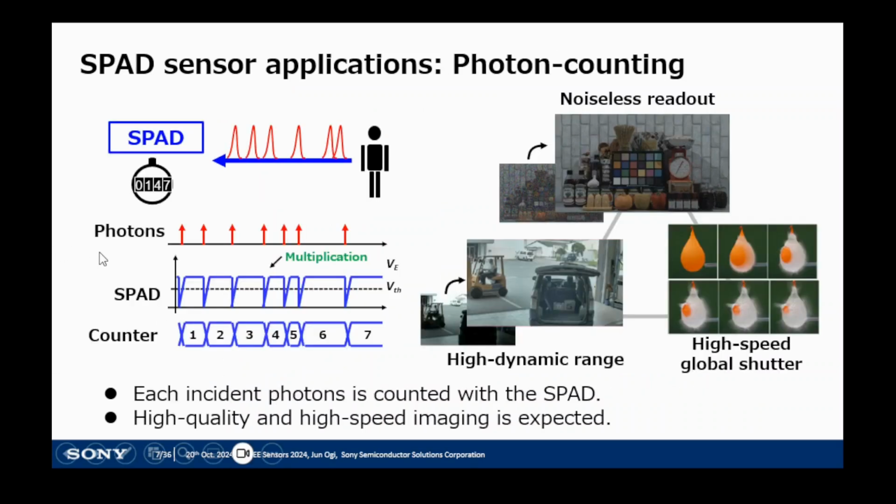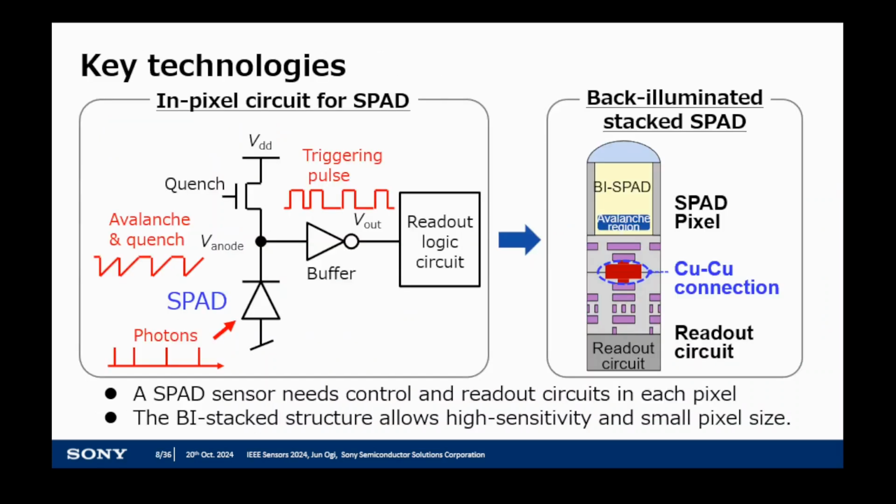Photon counting is another application of the SPAD. The number of voltage pulses corresponding to the number of incident photons can be counted with the SPAD. High quality and high speed imaging is expected with the photon counting application.